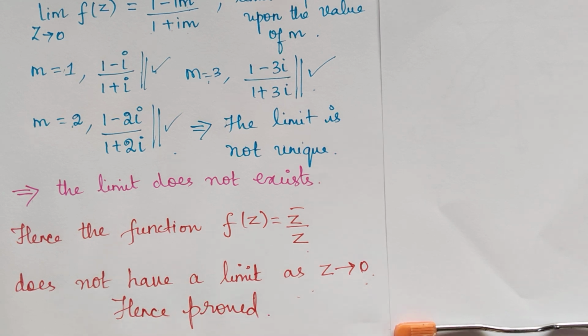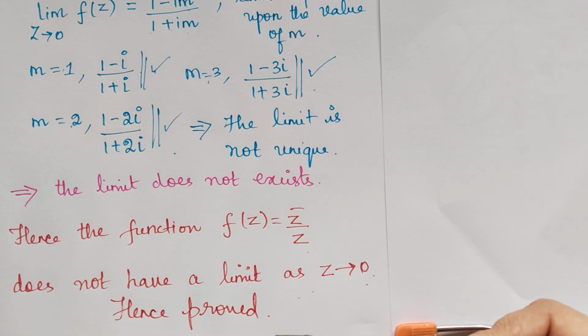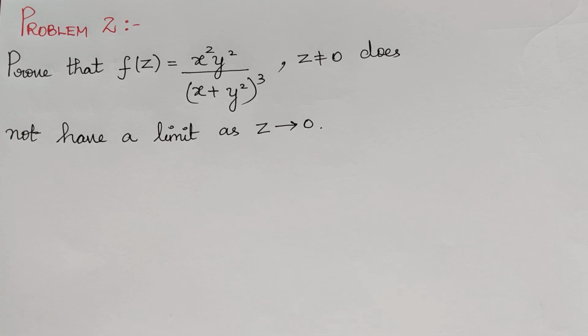So I hope you would have understood how to prove that a complex function does not have a limit. Here we have the next problem, that is prove that f of z equal to x square y square divided by (x plus y square) the whole cube, for z not equal to 0, does not have a limit as z tends to 0. So we have to prove that this function f of z does not have a limit, for which we have to consider a path.